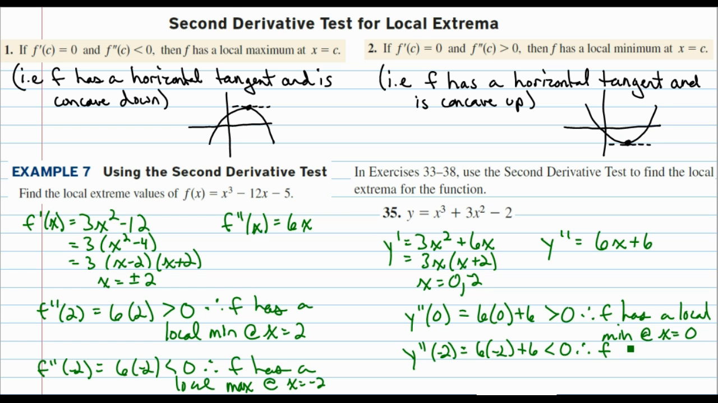And of course you could graph the original function to make sure that there was a minimum at x equals 0 and a maximum at x equals negative 2.